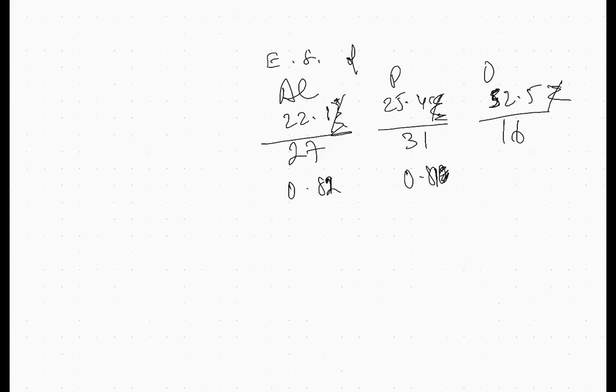Now the smallest one is 0.81. So if I divide by 0.81, I get 1, roughly 1, and for oxygen, 3.2 divided by 0.81, I get about 3.9, so we'll say it is 4. So the formula will be AlPO4.